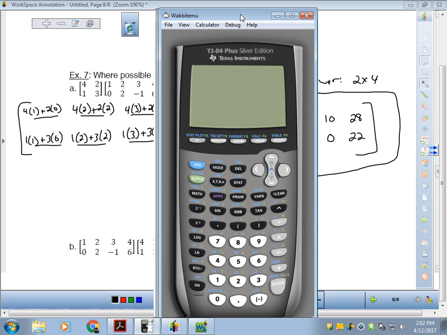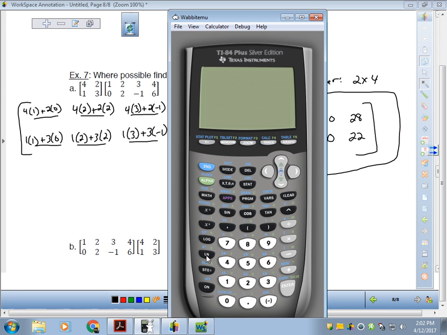And again, we could do this in the calculator. Let's turn my calculator back on. Go to matrices, we're going to edit. We need to make matrix A be a 2 by 2, which has 4, 2, 1, 3 in it. And then we'll make matrix B be a 2 by 4 matrix. And it's going to have 1, 2, 3, 4, and 0, 2, negative 1, and 6 in it.